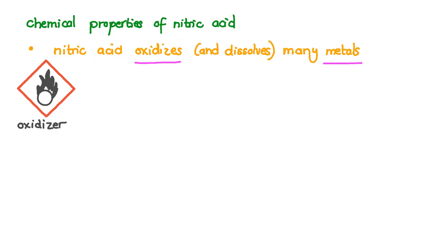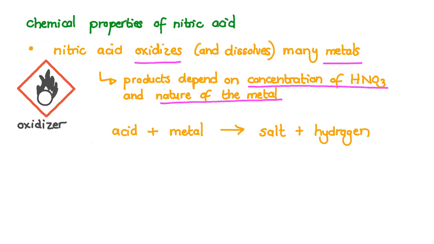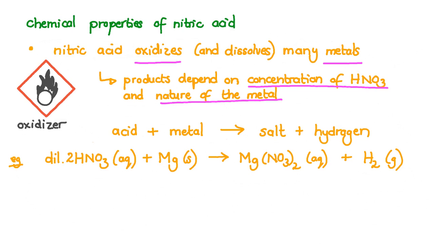Nitric acid is a powerful oxidizing agent. It can even react explosively with some non-metal compounds. The products produced between the reaction of nitric acid and a metal depend on two things: the concentration of nitric acid and the nature of the metal involved in the reaction. Now, most acids can react with metals to produce a salt and hydrogen. Nitric acid can undergo these types of reactions when it is dilute. For example, dilute nitric acid can react with magnesium metal to form the salt magnesium nitrate and hydrogen, which is given off as a gas.